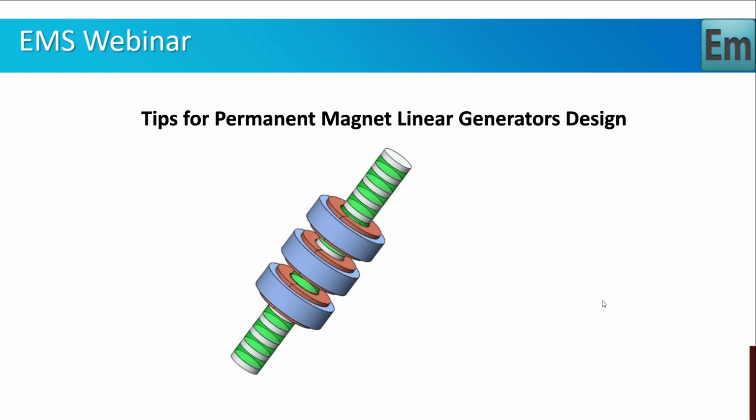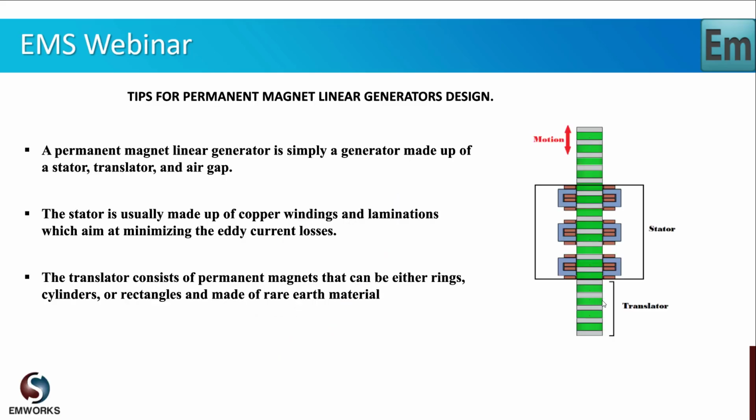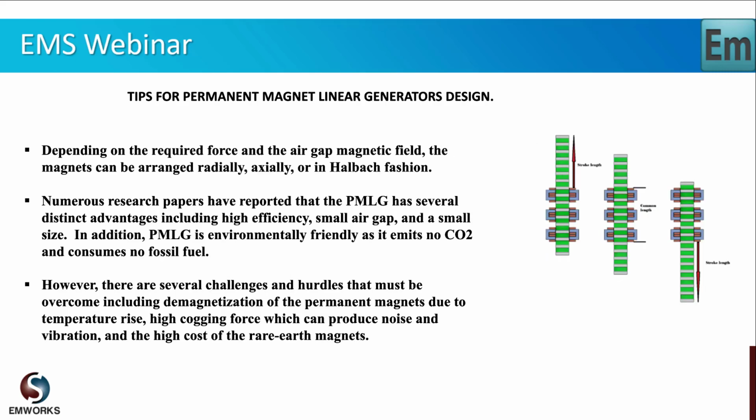A permanent magnet linear generator is simply a generator made up of a stator, translator, and air gap. The stator is usually made up of copper windings and laminations, which aim at minimizing the eddy current losses. The translator consists of permanent magnets that can be either rings, cylinders, or rectangles and made of rare earth material.